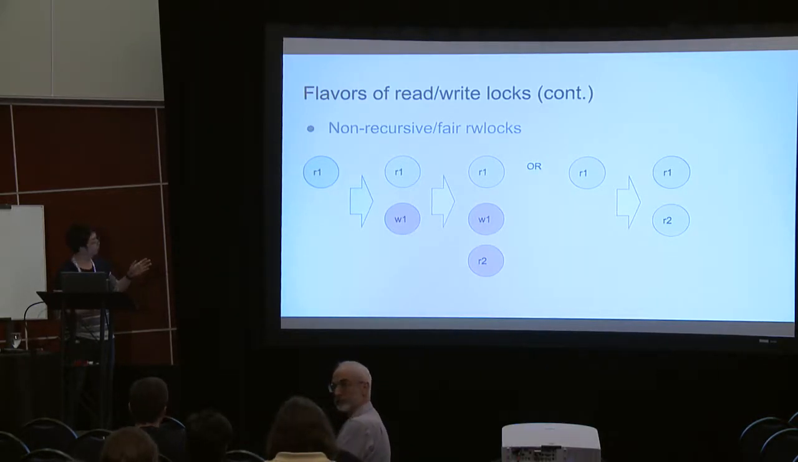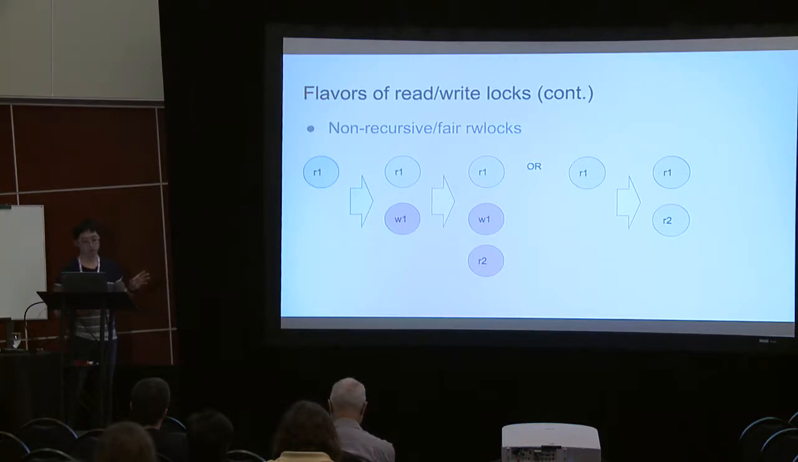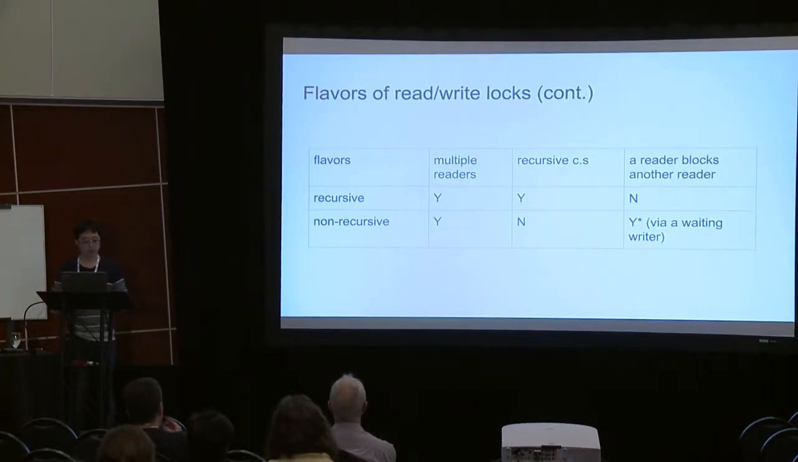If R1 takes the lock and W1 comes, W1 still gets blocked, and then R2 comes, and because of fairness R2 cannot get the lock, even though it is a reader and another reader is holding the lock. But if there is no W1 and R2 just comes, it will get the lock. So this is the difference between fair and unfair read-write locks. So this is a summary.